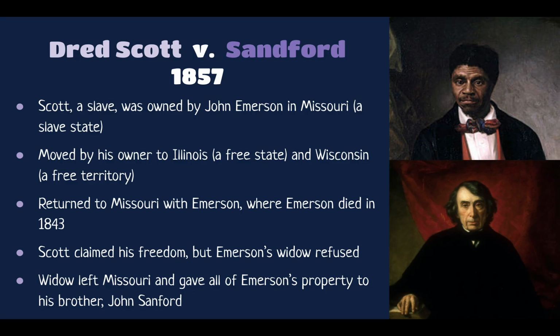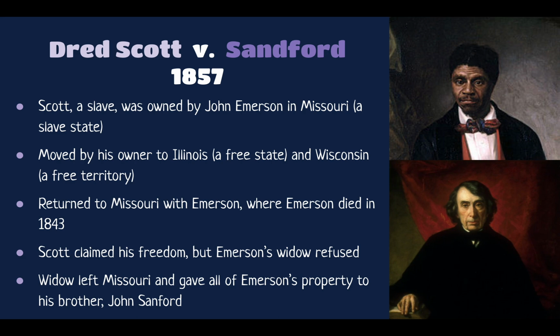So in 1857, things take another step with a very infamous Supreme Court case called Dred Scott v. Sanford. In 1857, we have this Supreme Court case that is known for being the worst Supreme Court decision in history. So Dred Scott, who you see in the top right corner there, was a slave owned by a man named John Emerson in Missouri, which we know was a slave state.